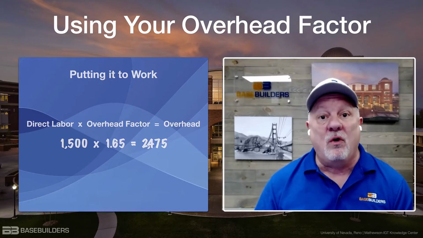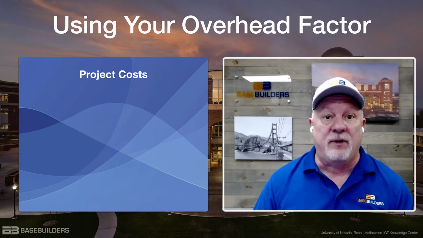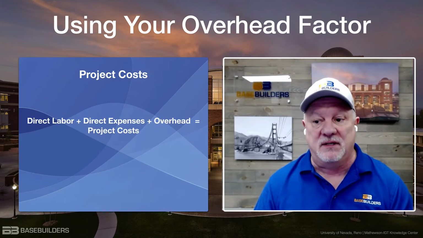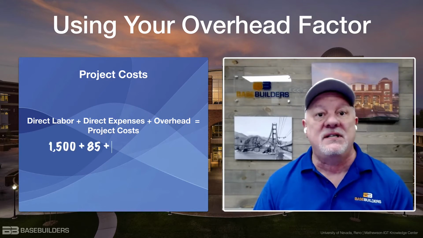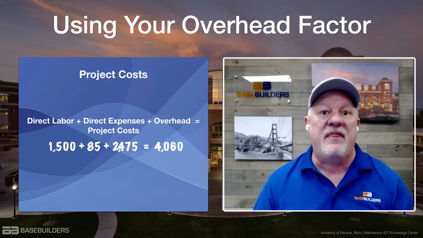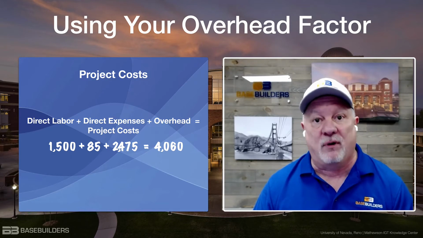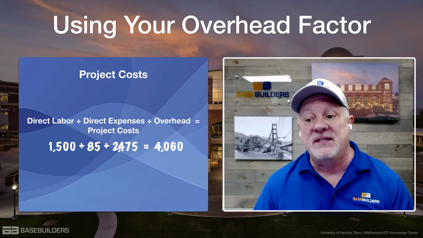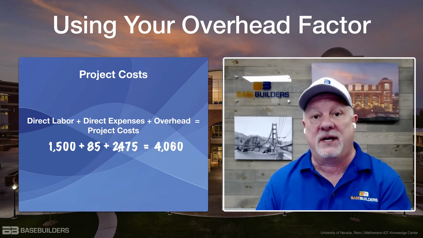So now, let's look at what our project cost would be. We're going to have our direct labor plus any direct expenses plus overhead gives you your project cost. So in this example, we're going to take the $1,500, and then I've assumed $85 of direct expenses, then you add the $2,475. So in this example, we have $4,060 of total project cost.